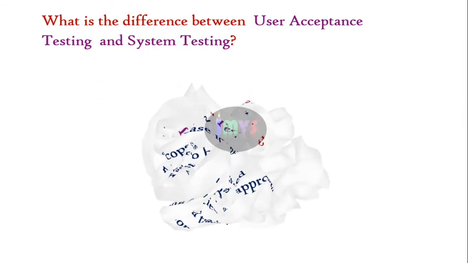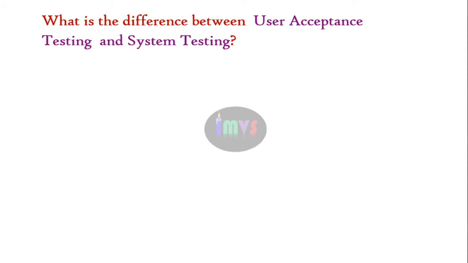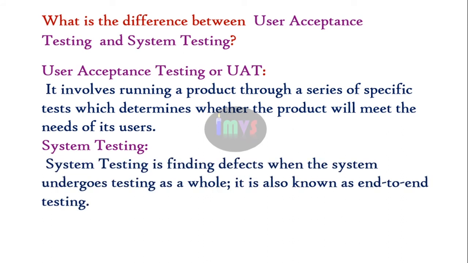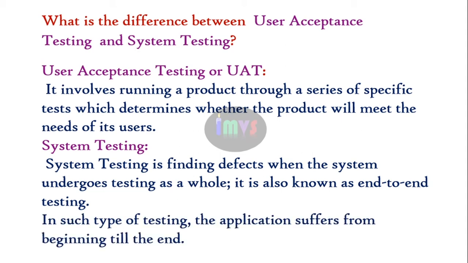What is the difference between user acceptance testing and system testing? User acceptance testing or UAT. It involves running a product through a series of specific tests which determines whether the product will meet the needs of its users. System testing. System testing is finding defects when the system undergoes testing as a whole. It is also known as end-to-end testing. In such type of testing, the application is tested from beginning till the end.